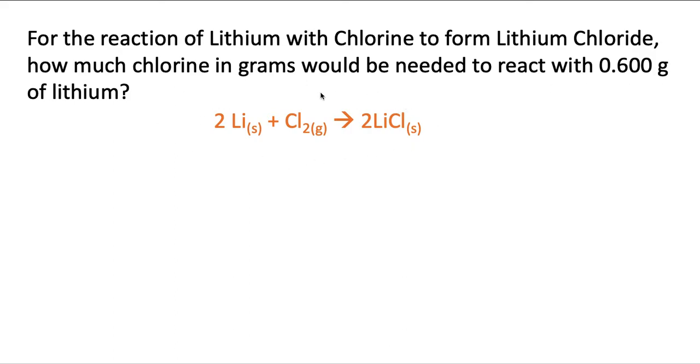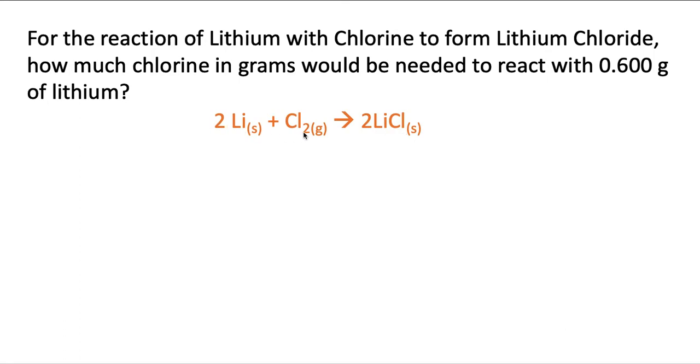Here is my reaction. I have lithium. Lithium in its elemental form is a solid. It's a metal solid. Chlorine in its elemental form is Cl2, a gas. These two combine to give me lithium chloride. Lithium is a +1 ion. Chloride is a -1 ion. So it is LiCl. That's the formula.